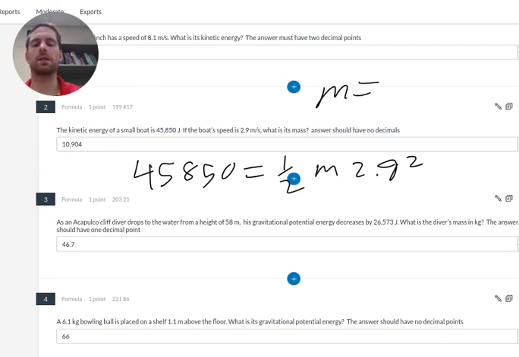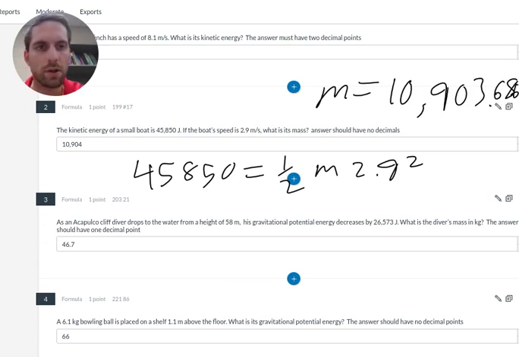Its mass is going to be 45,850 divided by whatever 2.9 squared times 0.5 is. And that's going to be 10,903.68609, but I won't put that. I think it just wants no decimals, so there's a 6 here, so we round that up, and we get 10,904, sure enough. That's going to be our mass in kilograms.